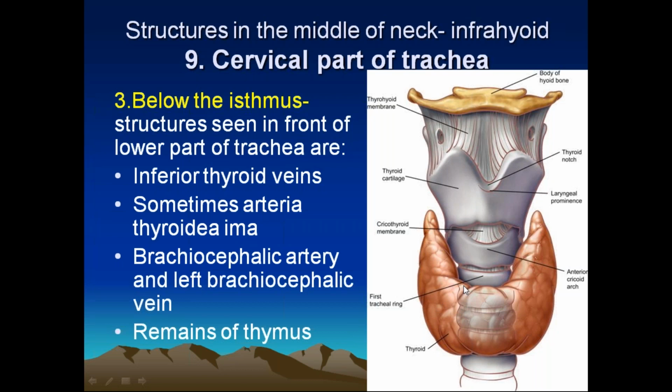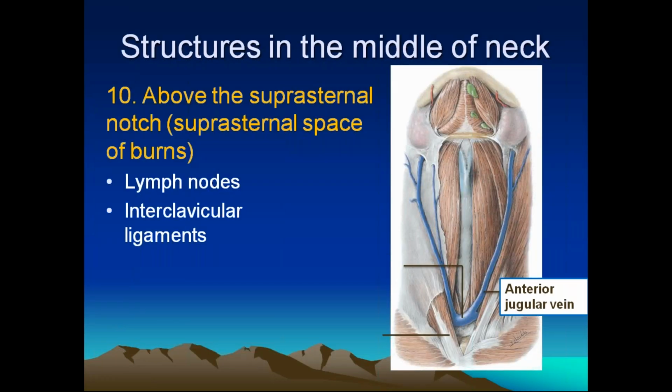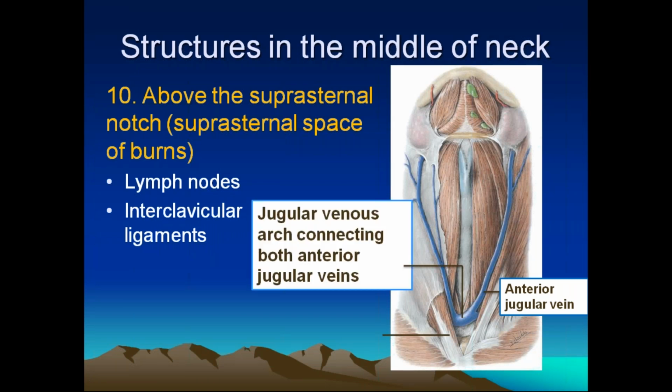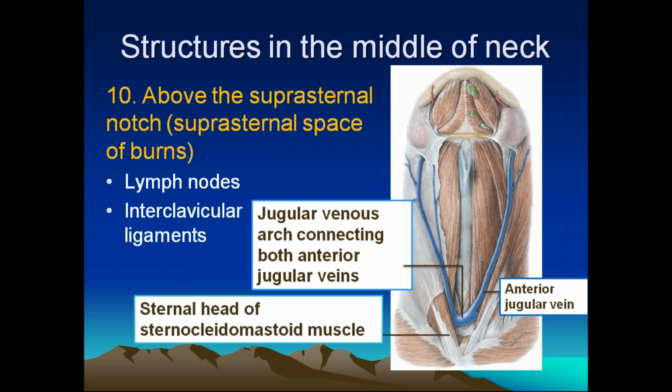So above the isthmus, the structure is the anastomosis between the anterior branches of the superior thyroid artery, and then you have the isthmus. Below the isthmus will be the inferior thyroid veins, arteria thyroidea ima, brachiocephalic trunk, and remains of the thymus. And above the suprasternal notch you have lymph nodes and the interclavicular ligament, and you have the jugular venous arch connecting both anterior jugular veins, and the sternal head of the sternocleidomastoid muscle. So that's all about the structures in the middle of the neck.